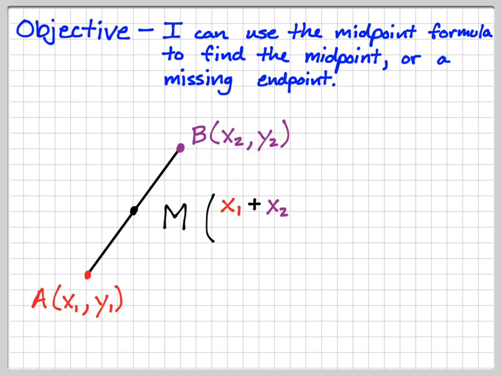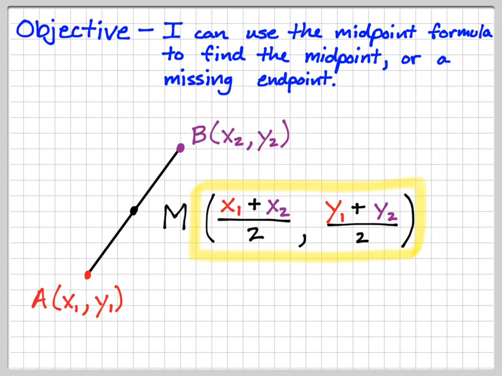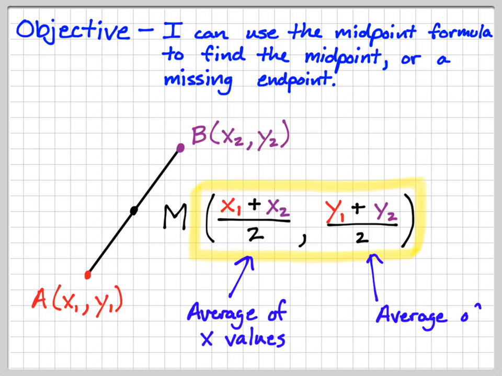And here's the formula: x1 plus x2 divided by 2, comma, y1 plus y2 divided by 2. And really, all I'm doing when I'm adding these two x numbers together and dividing by 2 is finding the average of my x values. And the same thing with my y's. I'm finding the average of my y values.